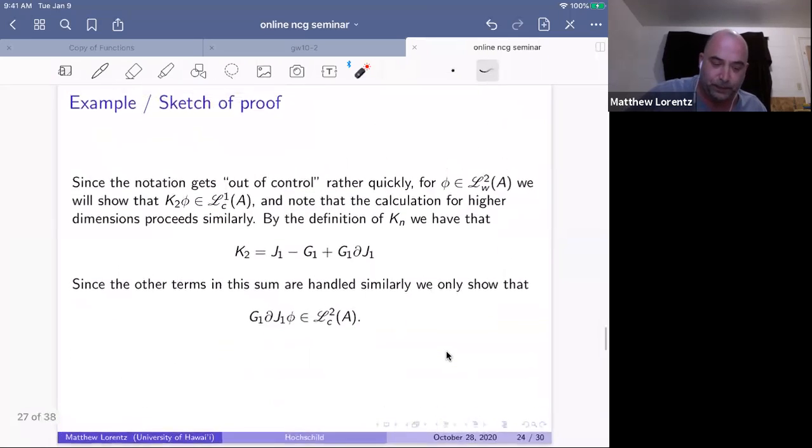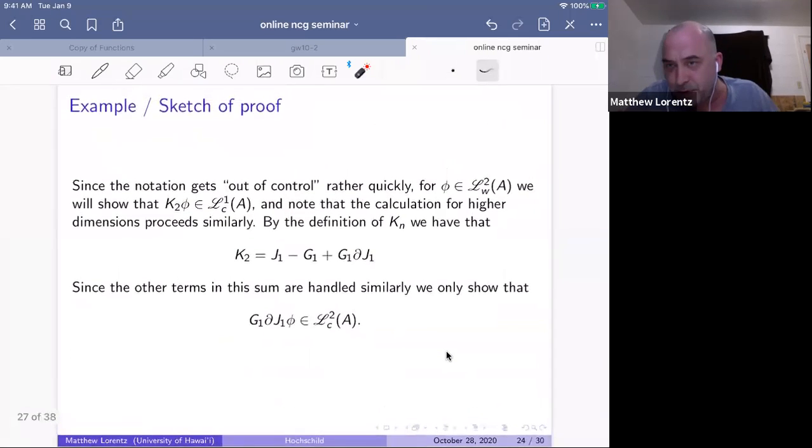So let's get to an example and sketch of the proof. This notation gets really crazy really quick because we take several boundary maps in these operators. So I'm just going to show it for the two-dimensional case. So say we've got a phi in the bilinear, separately weakly continuous maps. Then we're going to show that K2 of phi is in the separately continuous maps.